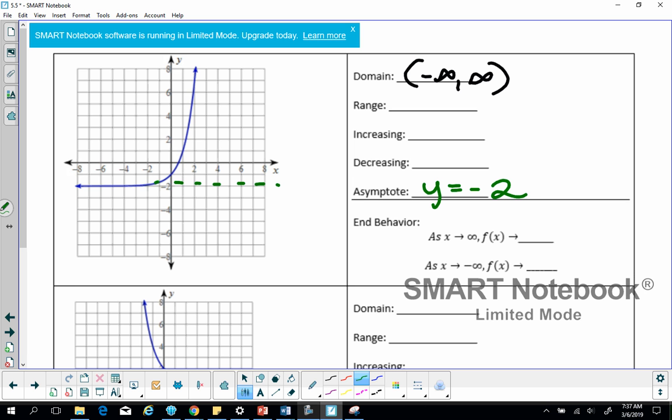Who can raise their hand and tell me the range? You guys have energy. You can tell me the range, Tyreek. -2. Yeah. -2 to infinity.